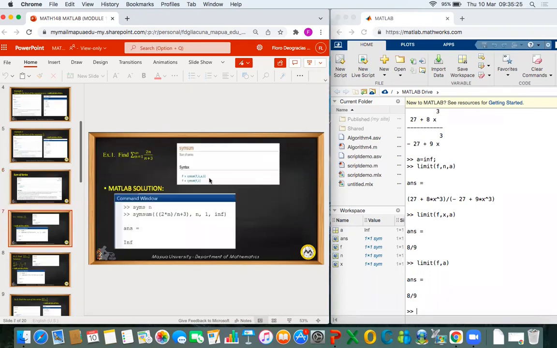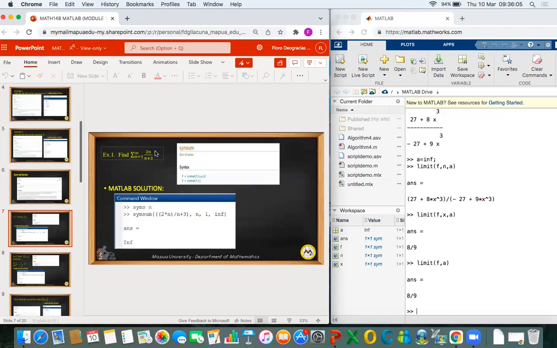Okay, so this is the first example. We're going to find the sum of this series 2n over n plus 3 from n equals 1 to infinity. Okay, so class, if we're going to compute this manually, what test are we going to use to get the sum of this series? Do you have an idea what test? We have already learned the different tests of convergence.